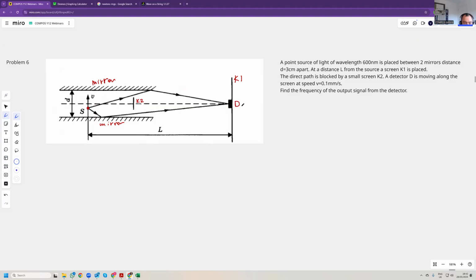This is the detector that moves up with the velocity V. So the detector is moving. What's going on? Well, the light from the source takes two different paths. And whenever you have two different paths, you immediately jump: ooh, it's path difference. Of course there is. So there's a path difference between path 1 and path 2.